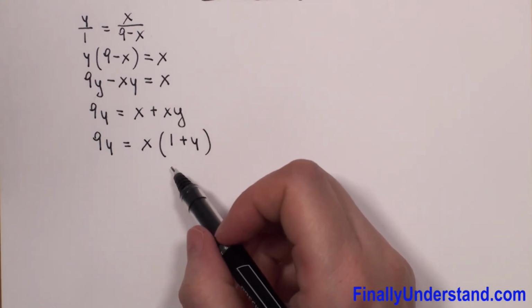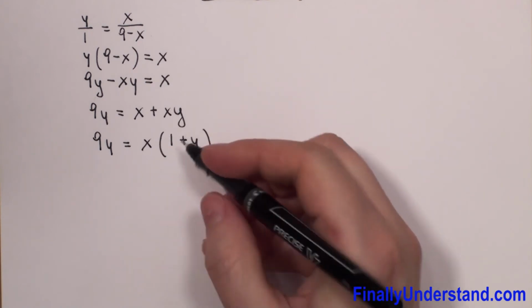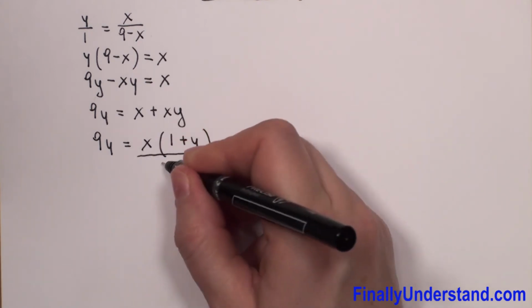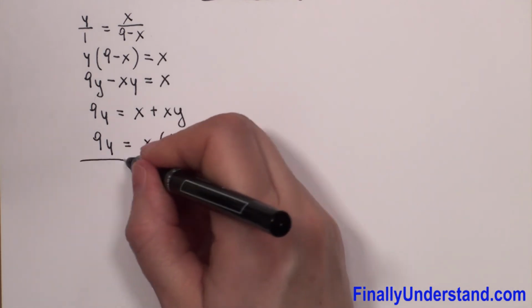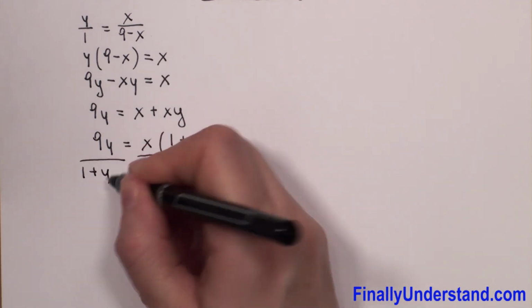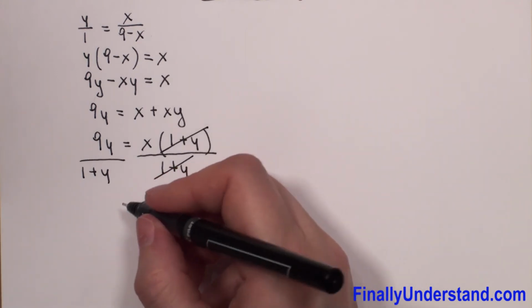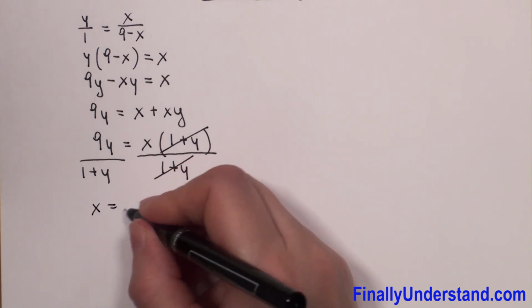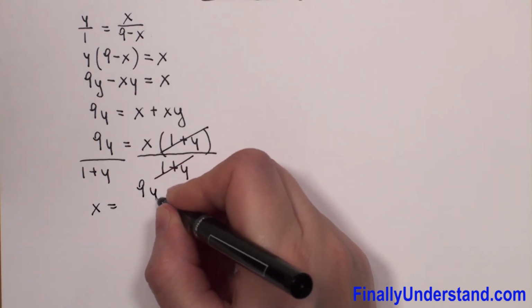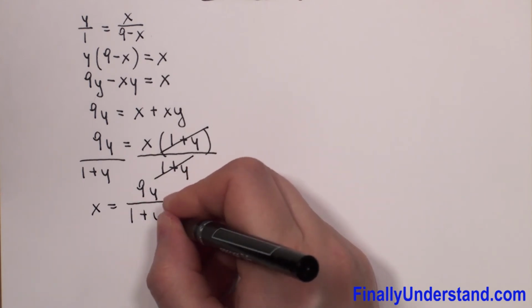Now I will divide both sides by whatever is in parentheses, 1 plus y. 1 plus y will cancel, and I will change the sides. x equals 9y in the numerator, and in the denominator I have 1 plus y.